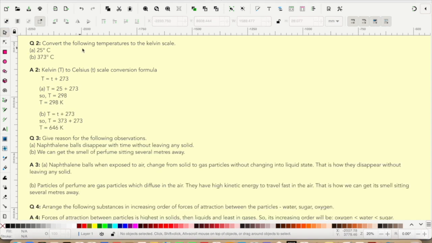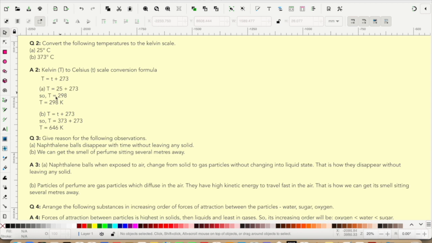Question 2. Convert the following temperatures to the Kelvin scale. Part A 25 degrees centigrade, Part B 373 degrees centigrade. Again we will use the same formula as in question 1. Capital T is equal to small t plus 273, where capital T is temperature in Kelvin and small t is temperature in Celsius. Here small t value is given as 25.